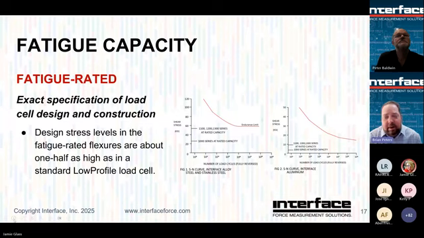As we talked about, just a quick summary again, Interface fatigue rated units are going to be operating at those lower levels to ensure that you're going to have a high life. Typically, the strain levels and corresponding output levels will be about half of what is standard. So again, instead of 4, it might be a 2 millivolt per volt output. Next slide.